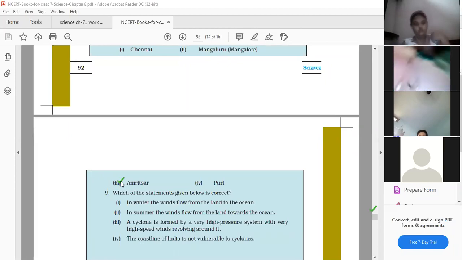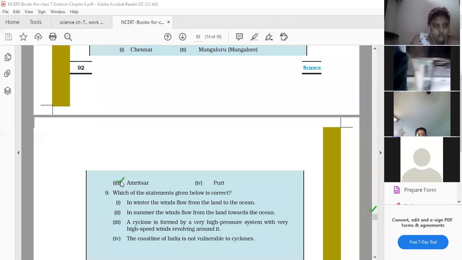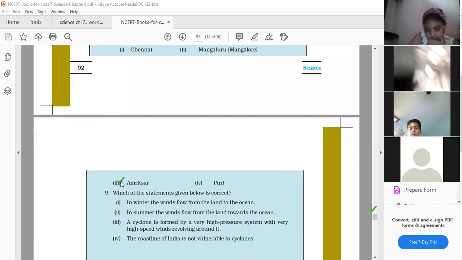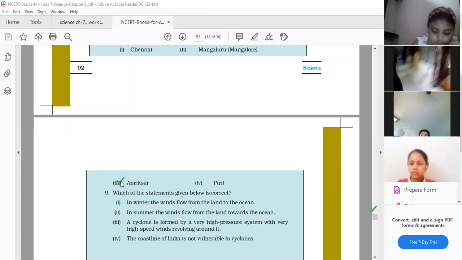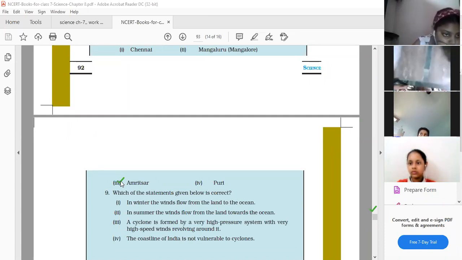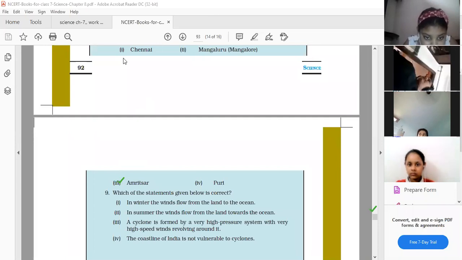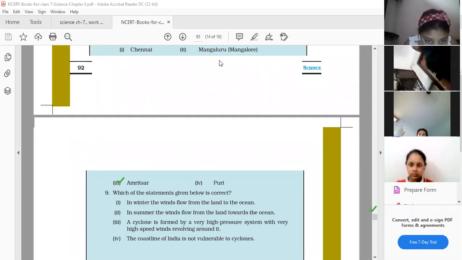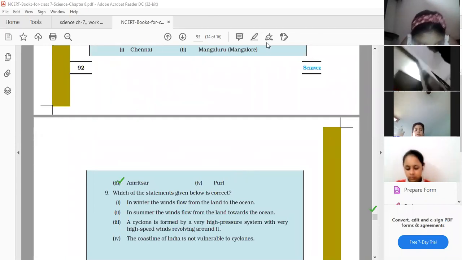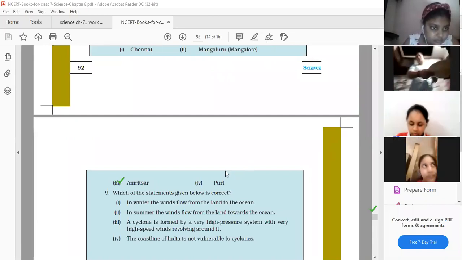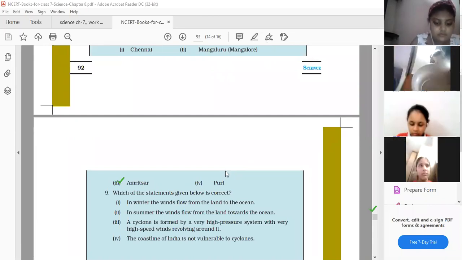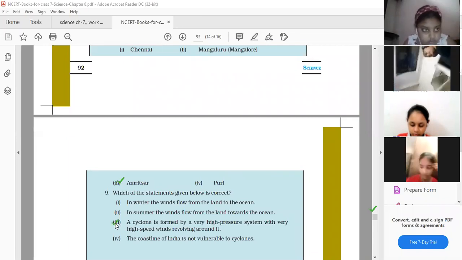And question number 9, which of the statements given below is correct? In winters, the wind blows from land to ocean. In summer, wind blows from land towards the ocean. Number 3, a cyclone is formed by a very low pressure system with very high speed winds. The coastline of India is not vulnerable to cyclones. So what can be the right answer for it? Ma'am, the third one is correct. Okay, children, third is the right answer for it.